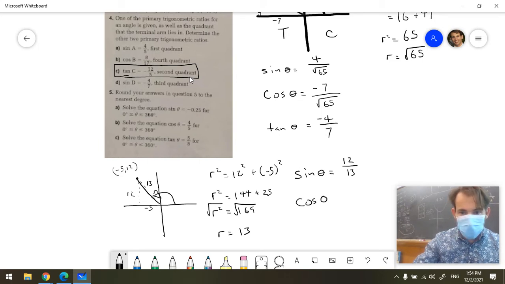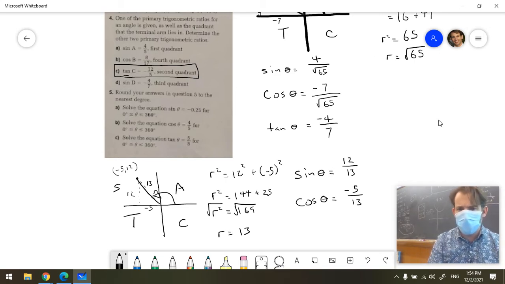Cosine of theta is positive because of the CAST rule, and it's also positive because y is positive. Okay, cosine theta is negative 5 over 13 because x is negative and cosine is positive over here. So that's sine and cosine for that angle, and that was all we were asked to do.